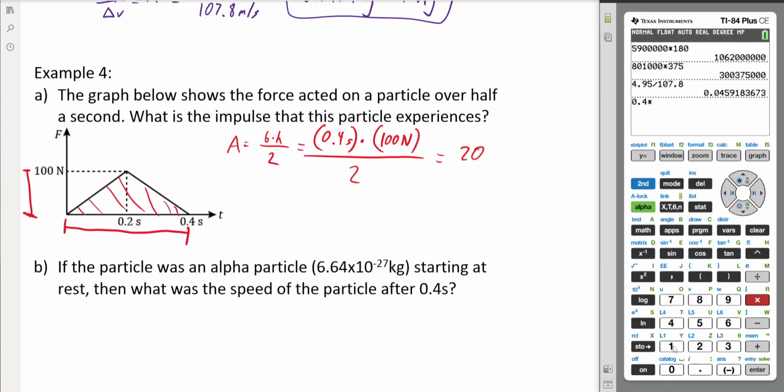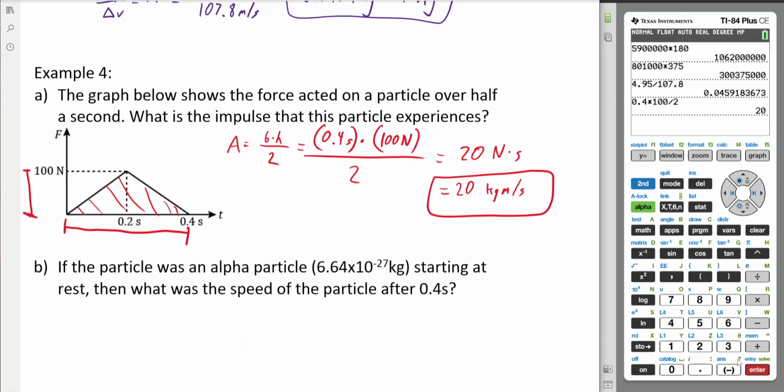Now I just want to double check. Yep, 20. And this, you could say Newton seconds, but that's the same thing as writing it like this: kilogram meter per second squared times seconds. Well, seconds squared divided by seconds, seconds divided by seconds squared means that those are going to cancel, and that's what we're left with. So I prefer this set of units. If you do Newton seconds, that is allowed, but I prefer those units.